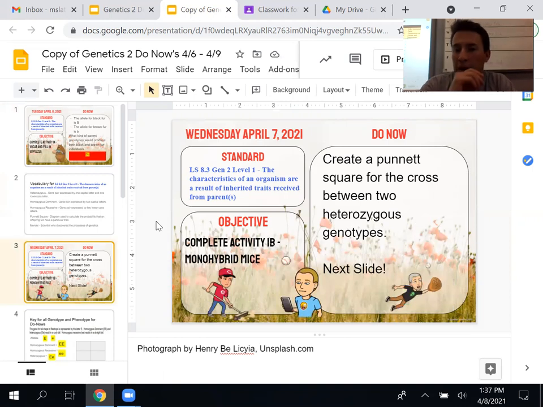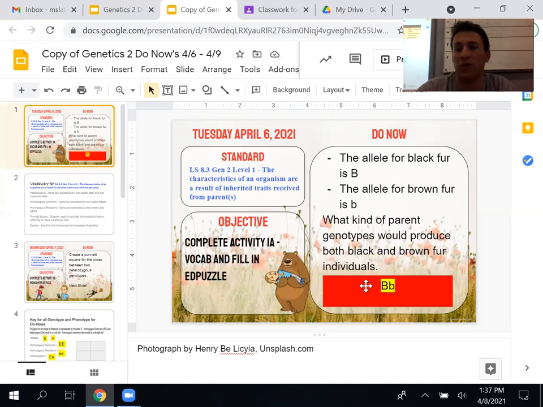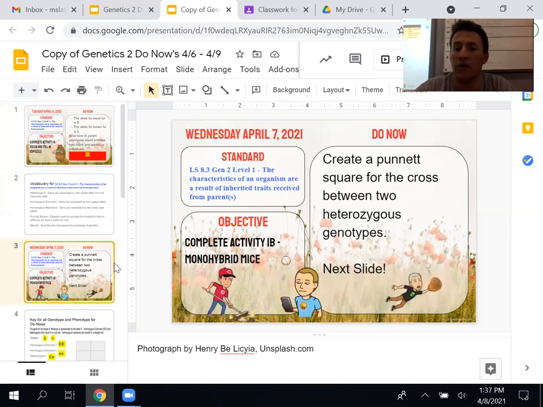For Wednesday's do now, it tells us to create a Punnett square for a cross between two heterozygous genotypes. Well, according to our last do now on Tuesday, we know heterozygous is capital B, lowercase b. Well, let's do this in our other scenario, okay? Remember, again, heterozygous means you have one dominant allele, one recessive allele coming together.